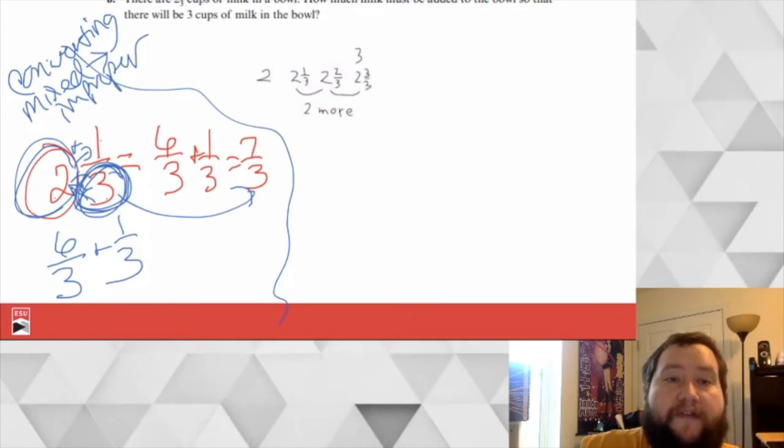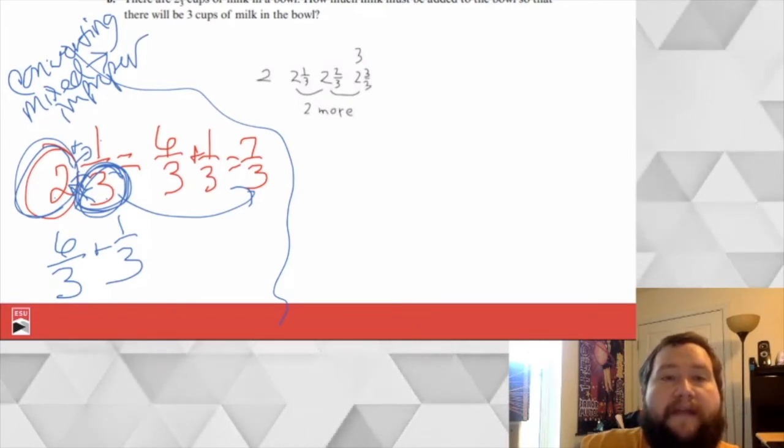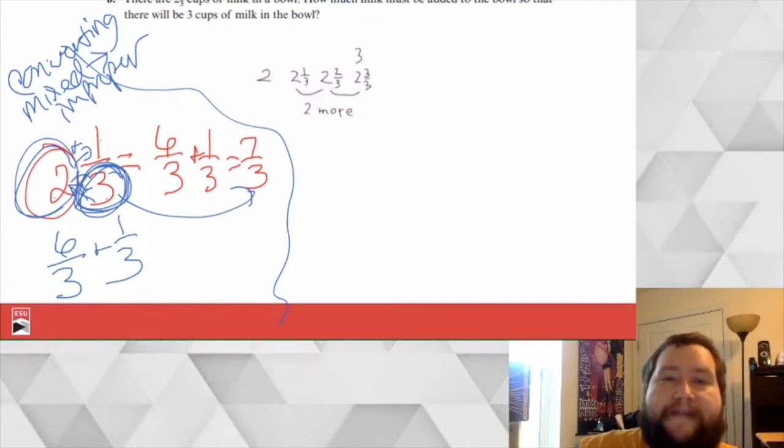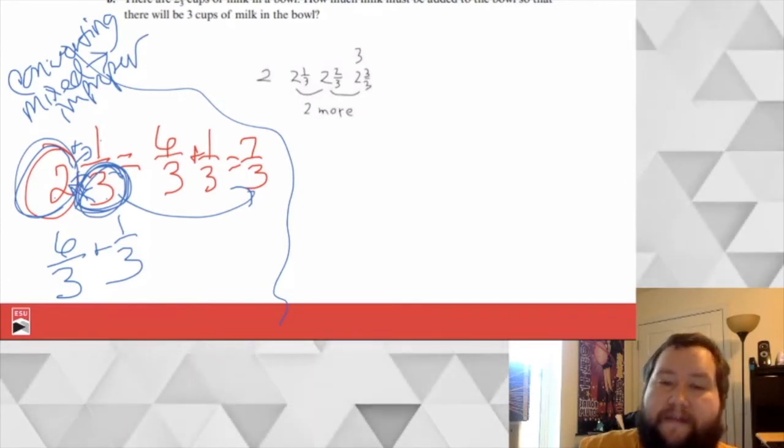Okay, so here we have another problem. There are 2 1/3 cups of milk in a bowl. How much milk must be added to the bowl so that there will be 3 cups of milk in the bowl?